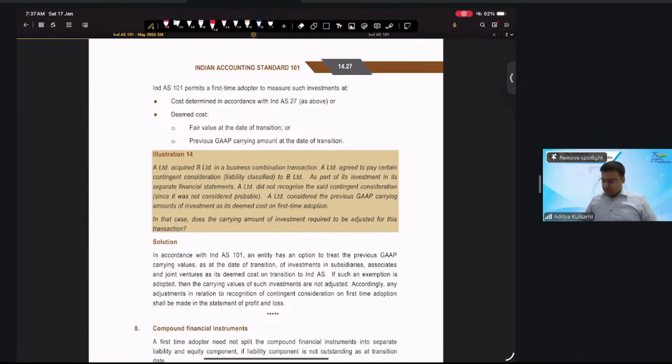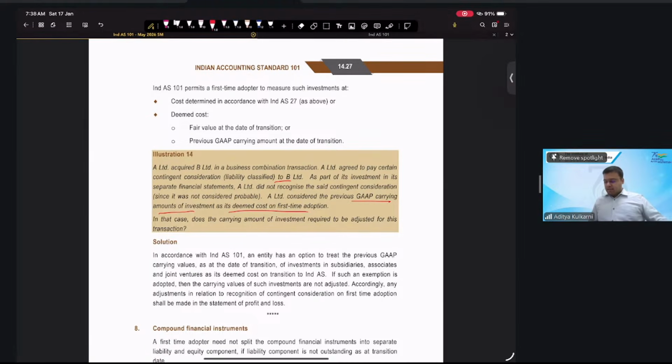Could you go through the question? Yes. A Limited acquired B in a business combination transaction. A agreed to pay certain contingent consideration classified as a liability to B. As part of its investments in its separate financial statements, A did not recognize the said contingent consideration. This was not needed also under AS. Okay. A Limited considered the previous GAAP carrying amount as its deemed cost on first time adoption.